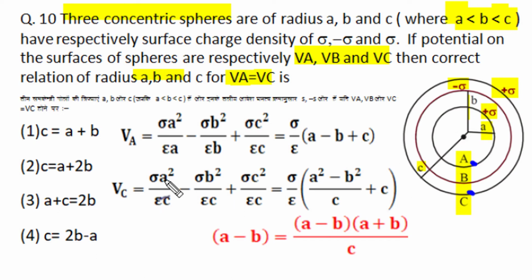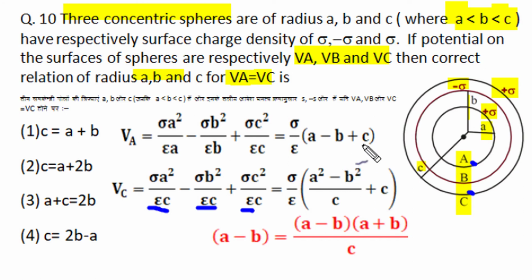Similarly, for the potential at this C position, these internal spheres act as a point charge acting from the center, and at C distance from the center, the electric potential is this: the B sphere with negative surface charge density at C distance contributes this potential, and the C sphere with C radius and C distance from the center on its surface contributes this potential. When sigma upon epsilon is brought out as common, this is A square minus B square divided by C plus C. And if the potential of A and the potential of the C sphere are the same, then these two expressions are equal.